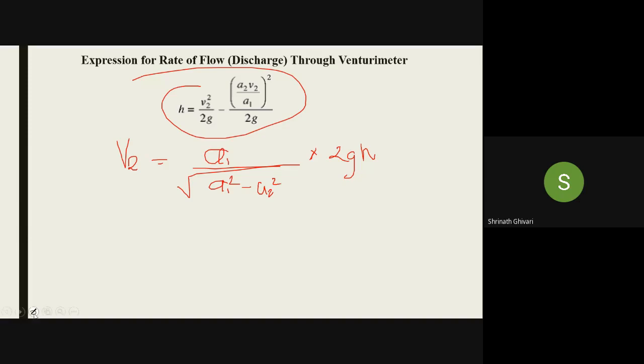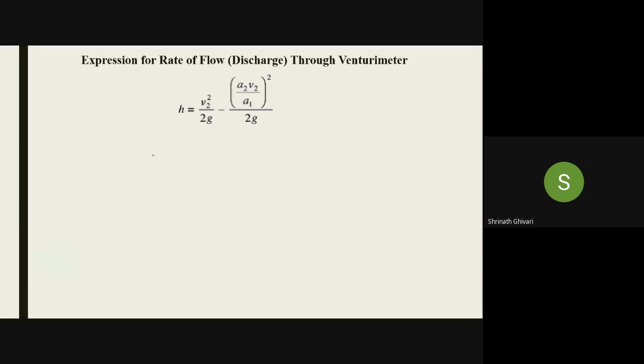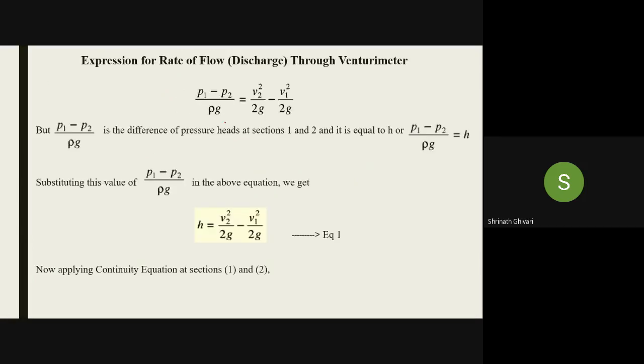Okay, I'll go through the steps. Remember this. First, you understood how we got P1 minus P2 by rho g equal to V2 square by 2g minus V1 square by 2g because of Bernoulli's equation. I'm telling you that P1 minus P2 by rho g is nothing but H, the difference of pressure head. So I'm substituting the value of P1 minus P2 by rho g here as H. Therefore, H is P1 minus P2 by rho g.